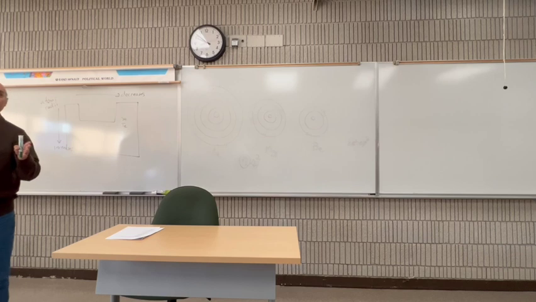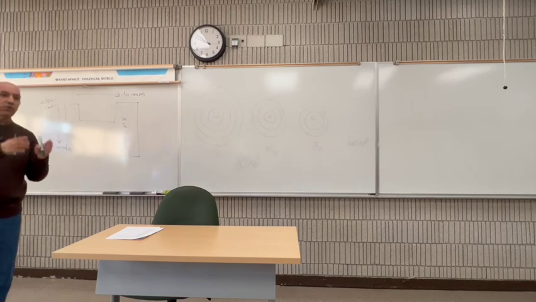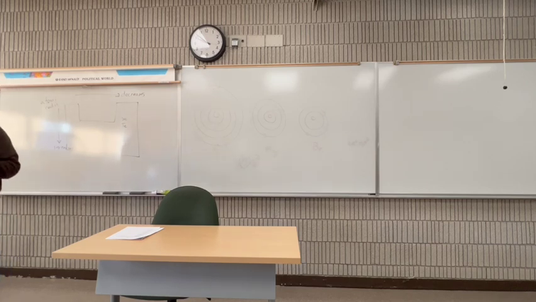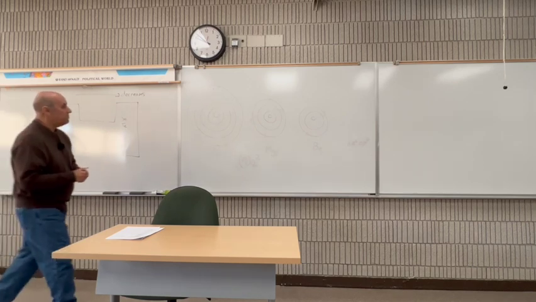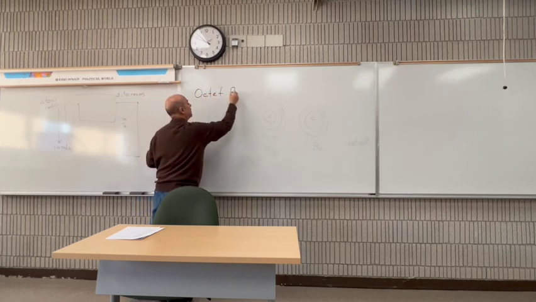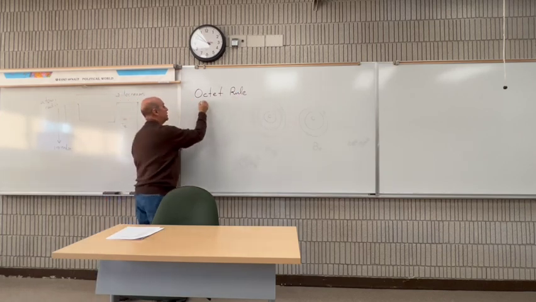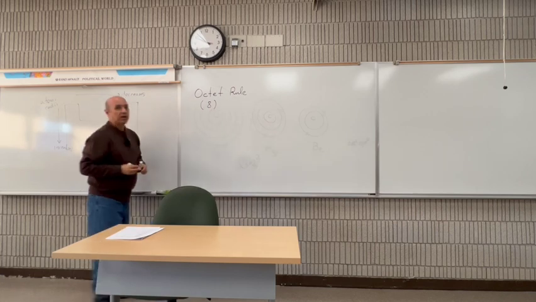The first one you already sort of know. That is, an element has a tendency to lose electrons if it has few electrons in its valence shell. An element has a tendency to gain electrons if it has many electrons in its valence shell. Now, what do I mean by few and many? Well, we're going to talk about something called the octet rule. And the word octet comes from the word 8. So octet means 8.